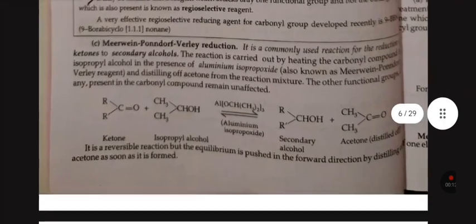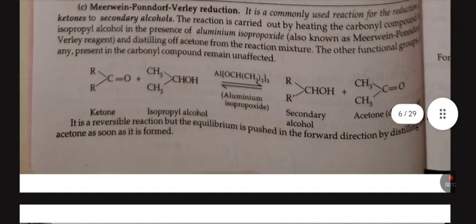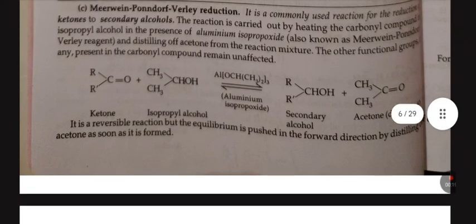Third is Meerwein-Ponndorf-Verley reduction. It is a commonly used reduction of ketones to secondary alcohols. This reduction is carried out by heating the carbonyl compounds with isopropyl alcohol in the presence of aluminium isopropoxide and distilling off acetone from the reaction mixture.